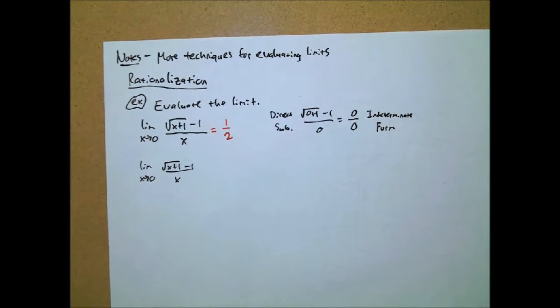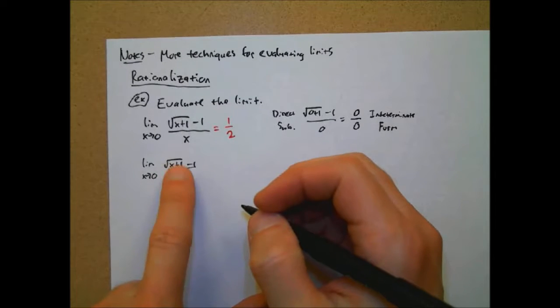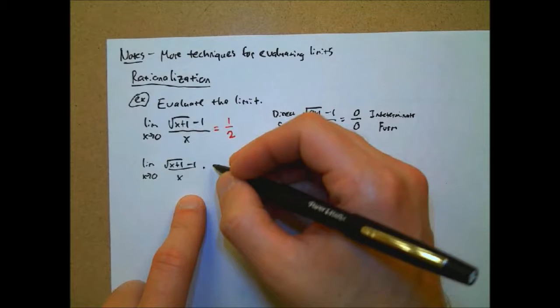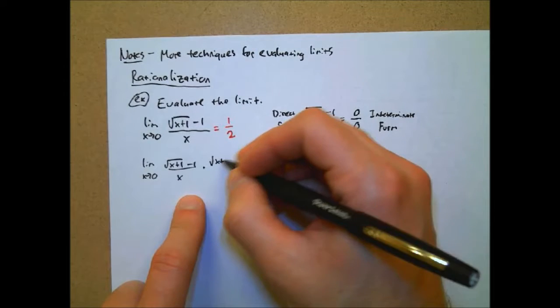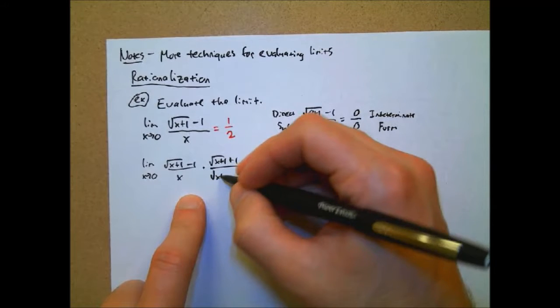If you remember that technique from back in Algebra 2, when you had to rationalize denominators, or if you had imaginary numbers in your denominator and had to multiply by the conjugate, it's the same idea here. Except in this case, because our square root is in the numerator, we're going to multiply by the conjugate of the numerator. In other words, multiply by root x plus 1 plus 1 over root x plus 1 plus 1.